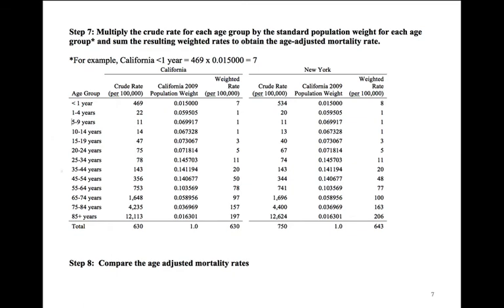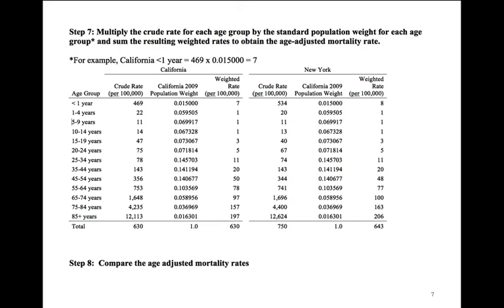Once we complete that, we then add up these weighted rates for each of the age groups and sum that to give us the age-adjusted mortality rate. And you will notice that the age-adjusted mortality rate for California is in fact 630, and the crude rate was 630. It's because the same population is being used for the adjustment here, the California population. In the case of New York, the crude rate was 750, but when we actually get the weighted rate for each of the age groups and then sum that, we get an age-adjusted mortality rate in New York of 643, which is closer to the age-adjusted rate in California than the crude rates had been at the beginning.